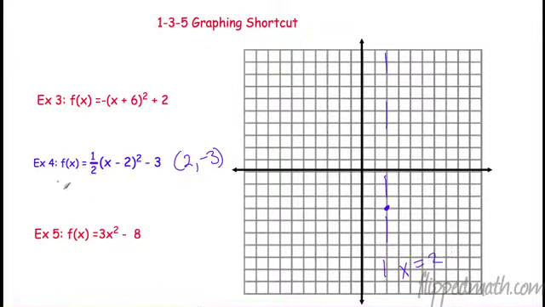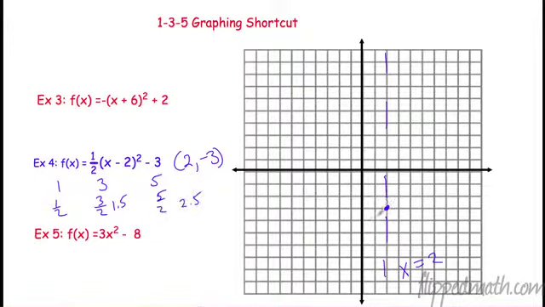Now remember, we have 1, 3, 5. That's our trick. But we're doing it by a half. So a half times 1 is a half. A half of 3 is 3 halves, also 1.5. Half of 5 is 5 halves, or 2.5.